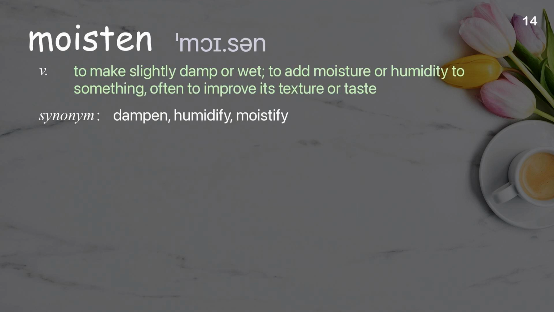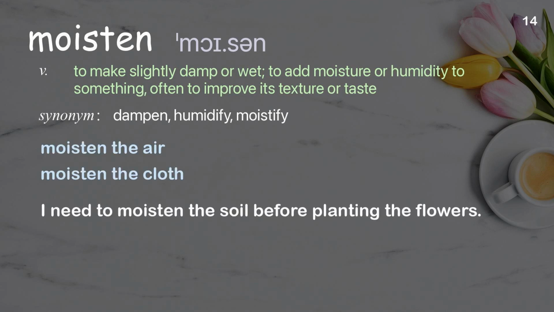Moisten. To make slightly damp or wet, to add moisture or humidity to something, often to improve its texture or taste. Examples: Moisten the air, moisten the cloth. I need to moisten the soil before planting the flowers.